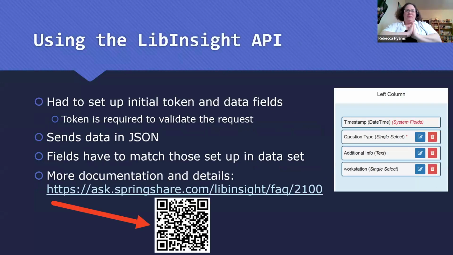So let me talk briefly about the LibInsight API. You do have to first set up a data set with the fields that you want in the way that you want it. You also have to then set up what they call an API. It's kind of a misnomer, I think, but you have to set that up, and then you get a token, and that token helps validate the request. You have to send the data in JSON with specific field names, and those field names have to match. The field names that you currently see on the screen are not actually what they're called in the back data, which you'll see in a second.